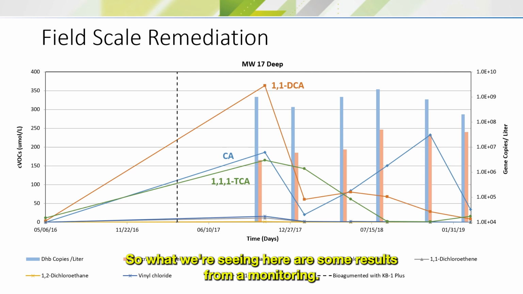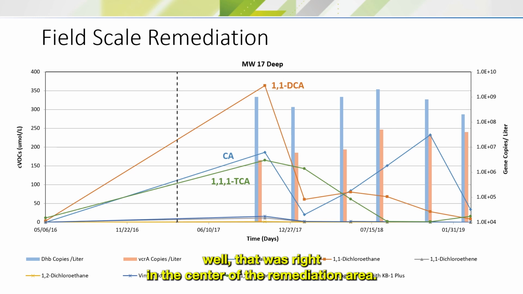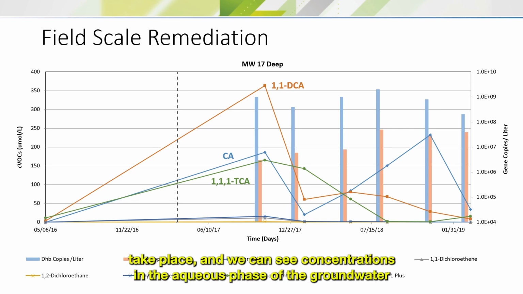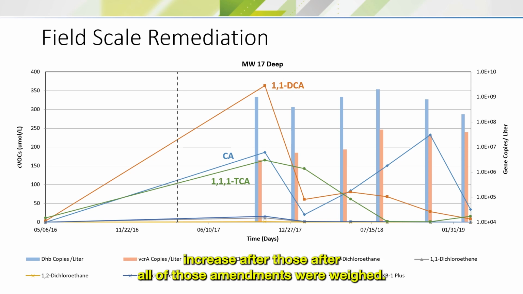So what we're seeing here are some results from a monitoring well that was right in the center of the remediation area. What we can see is that the dotted line is where all of those injections took place, and we can see concentrations in the aqueous phase of the groundwater increase after all of those amendments were added.